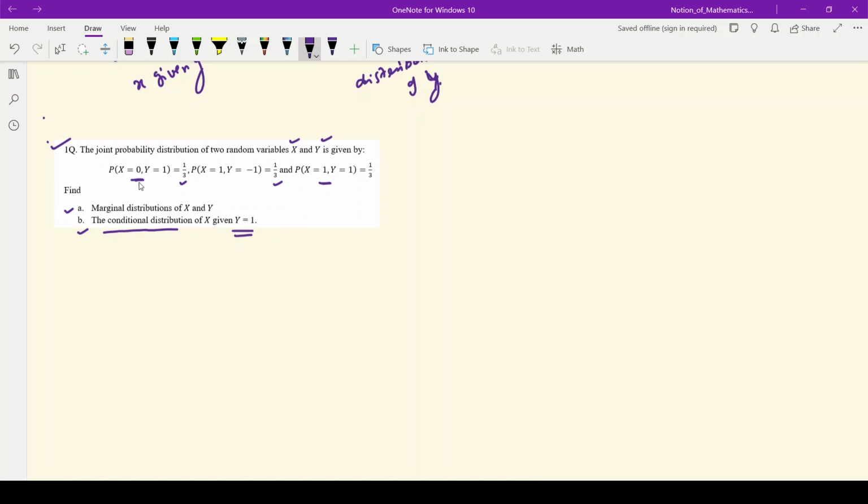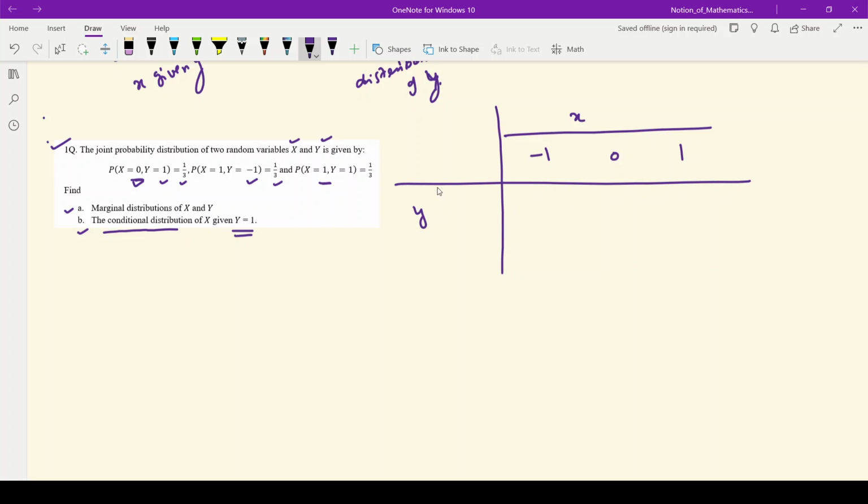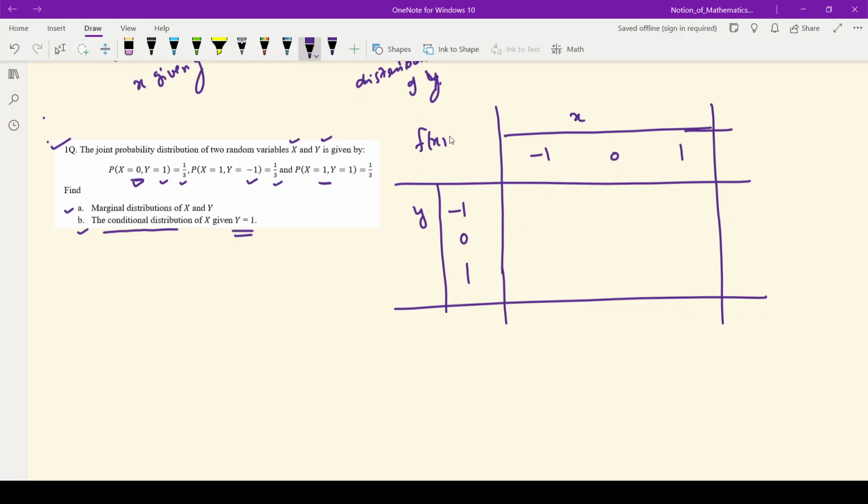Now if I would like to make a table here for the values of x, a few values are given, like 0, 1 and -1. So I will write -1, 0 and 1 for the value of x, and for y what values will I write? I will again write -1, 0 and 1. This is the distribution for the joint probability function. It is actually the joint PMF.